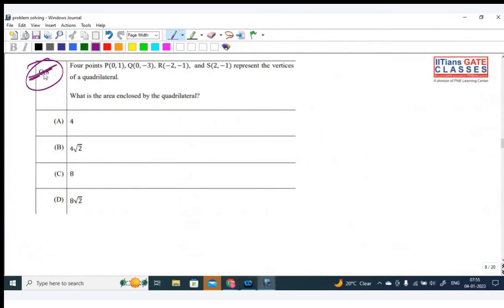Next question, whatever the question number is. Okay, so this was asked in GATE only. So try this question, guys, and I will give you a couple of minutes.